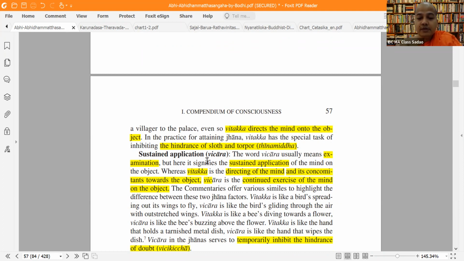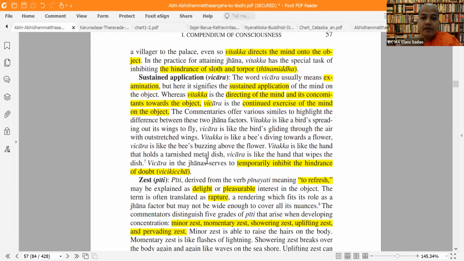So what nivarana, hindrance, what hindrance does it counter? Sloth and torpor. So you feel lazy, or you feel you do not have enough attention and so on. Vitakka is the exact opposite of this laziness, right? It refers to focusing on a certain object. So you take a certain initiative. Next is vichara. The word vichara usually means examination. But here it signifies the sustained application of the mind on the object. So this comes immediately after vitakka.